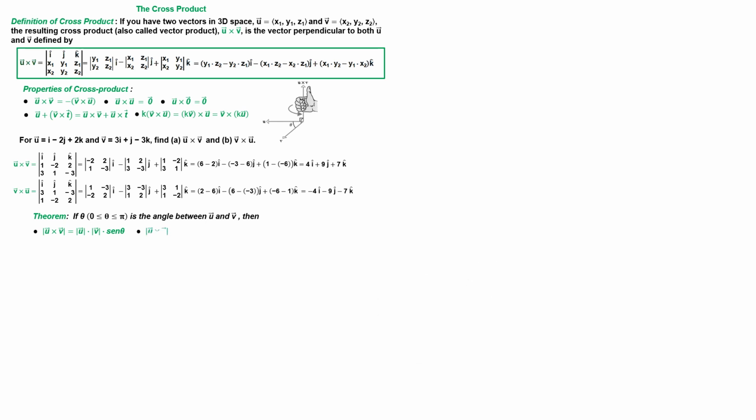The second property states that the cross product between two vectors is zero if and only if vector u and vector v are parallel vectors. This property is an immediate consequence of the first property because two non-zero vectors u and v are parallel if and only if theta is 0 or theta is 180 degrees. In either case, sine of theta is 0.